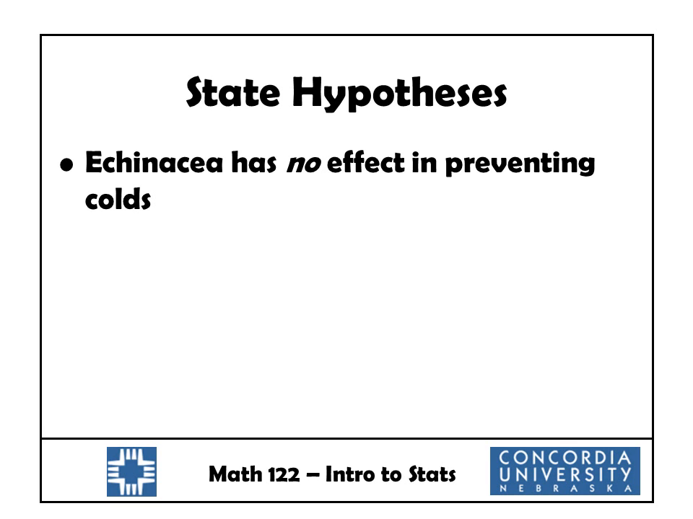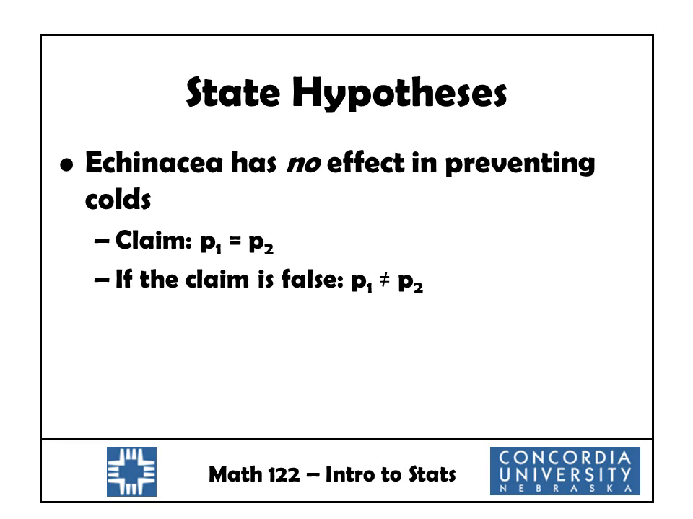So here's our claim: echinacea has no effect in preventing colds. We need to state our hypotheses. Well, if this claim were true, then P1 should be equal to P2, or roughly the same. If it has no effect, then the proportion who took echinacea and got a cold should be about the same as the proportion given a placebo who got a cold. So P1 equal to P2 is our claim. Well, if that's false, then P1 is not equal to P2.